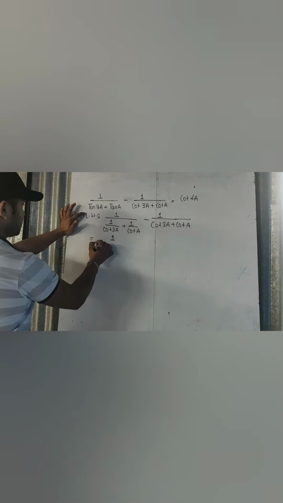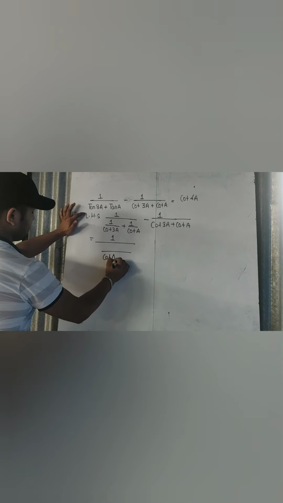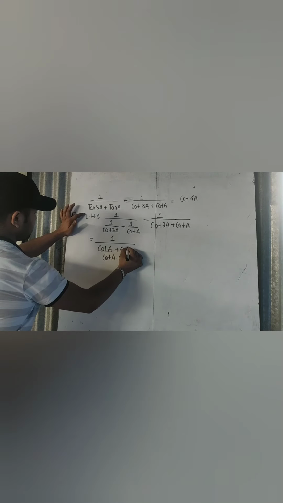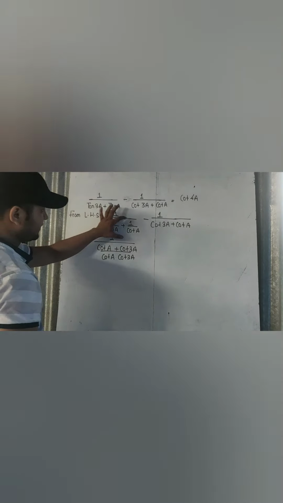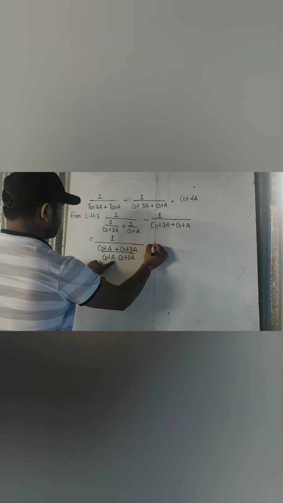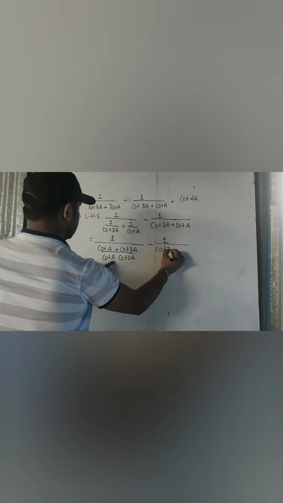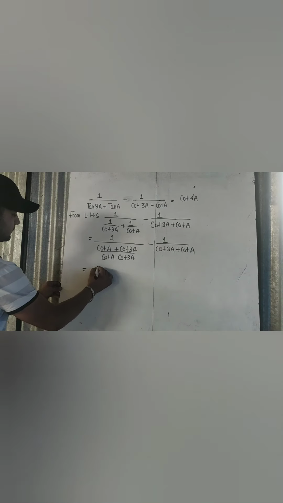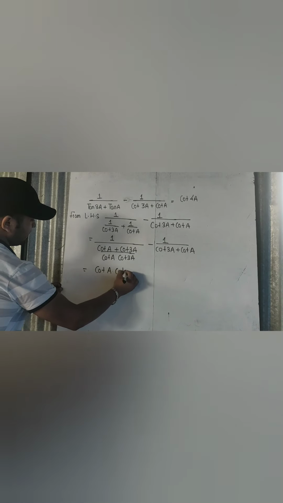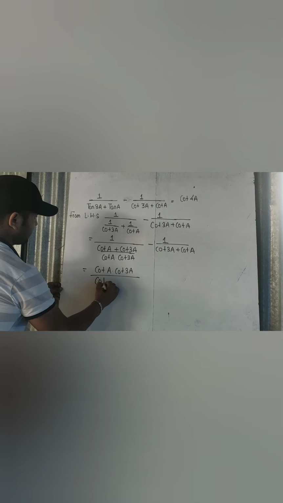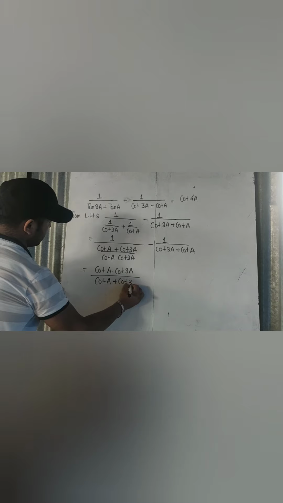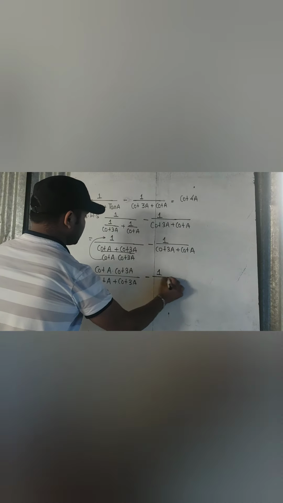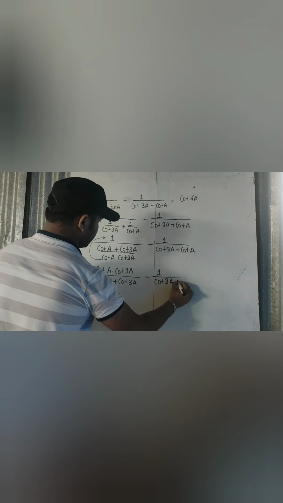Now, furthermore, you can take LCM. Cot a into cot 3a, you have cot a plus cot 3a. When we simplify the denominator, we obtain this part minus 1 by cot 3a plus cot a. Now we reciprocate that, cot a into cot 3a divided by cot a plus cot 3a. We reciprocate it, went here to multiply with 1. Now minus 1 by cot 3a plus cot a.